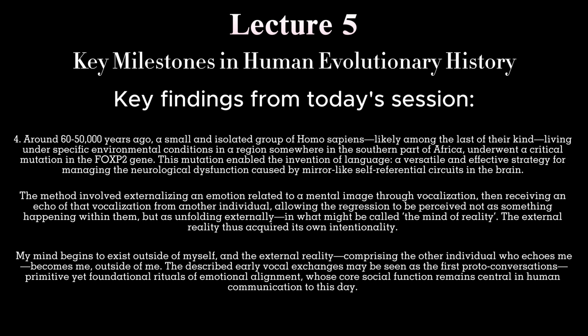4. Around 60 to 50,000 years ago, a small and isolated group of Homo sapiens, likely among the last of their kind, living under specific environmental conditions, in a region somewhere in the southern part of Africa, underwent a critical mutation in the FOXP2 gene. This mutation enabled the invention of language, a versatile and effective strategy for managing the neurological dysfunction caused by self-referential circuits in the brain. The method involved externalizing an emotion-related mental image through vocalization, then receiving an echo of that vocalization from another individual, allowing the regression to be perceived not as something happening within them, but as unfolding externally, in what might be called the mind of reality.